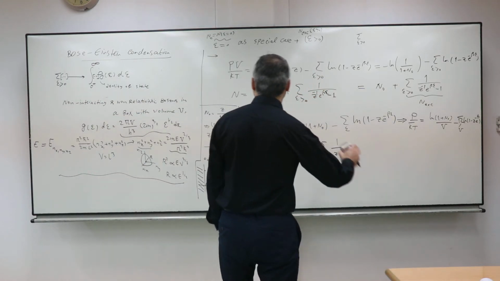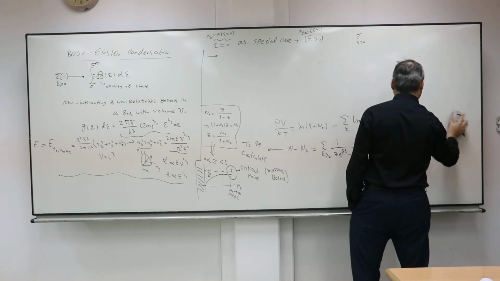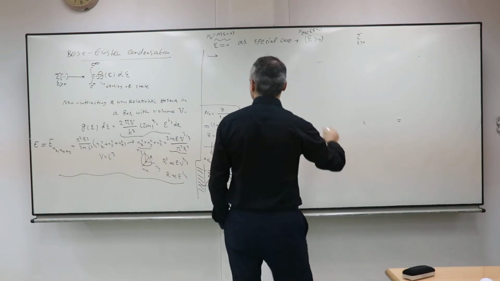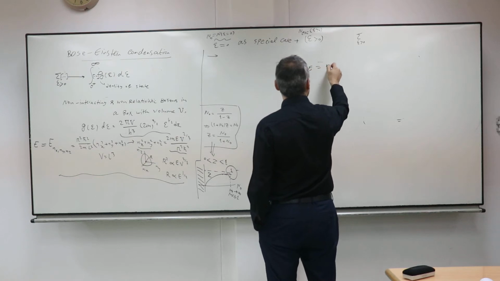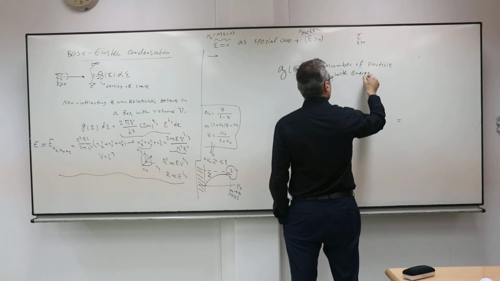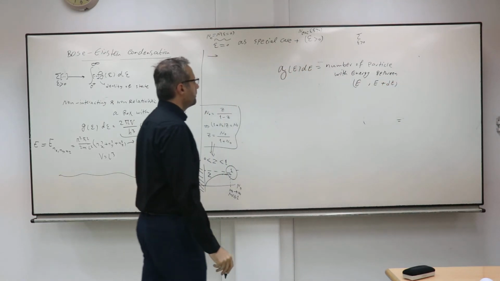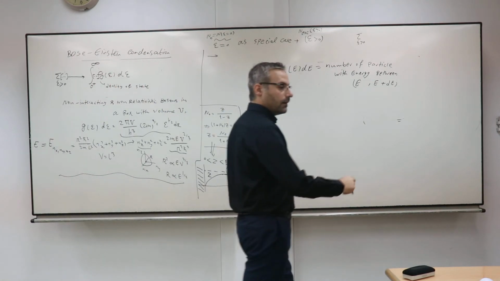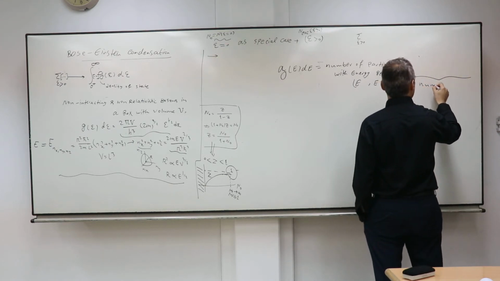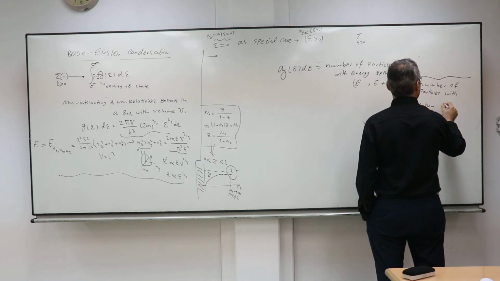The best way, maybe the thing which I will tell you now, is the best way to find g(E). g(E) dE is the number of particles with energy between E and E plus dE. Yes? These particles are exactly the same as the particles which have momentum between P and P plus dP. So it will be the same as the number of particles with momentum P to P plus dP.